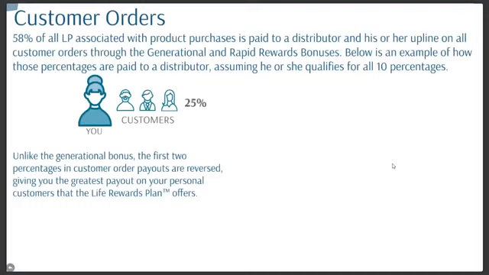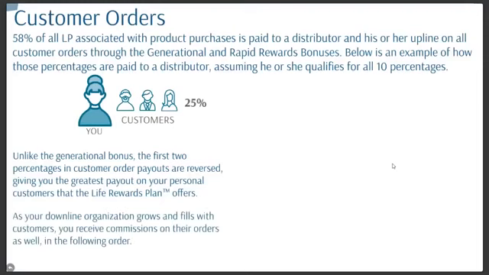For these customer orders, we actually flip it. So we gave the 25%, which is the highest percentage payout in the compensation plan, as that payout for those customer orders. And as your downline organization grows and fills with customers, you're actually going to receive commissions on their orders as well. And they pay out in the following order. So if you have a distributor that's on your first level, for example, and they have customers that are doing orders, they're going to get 25% of their customers and you're going to get 2% of their customer orders, right? And so on and so forth.